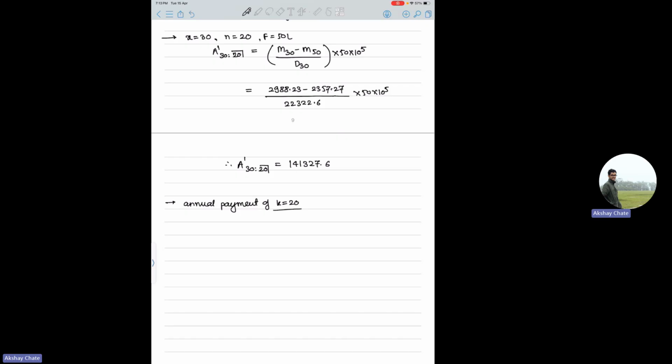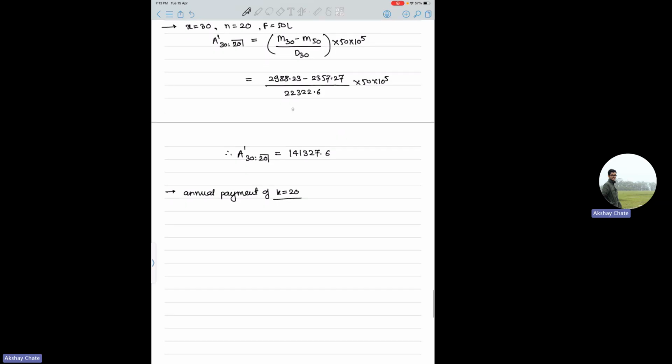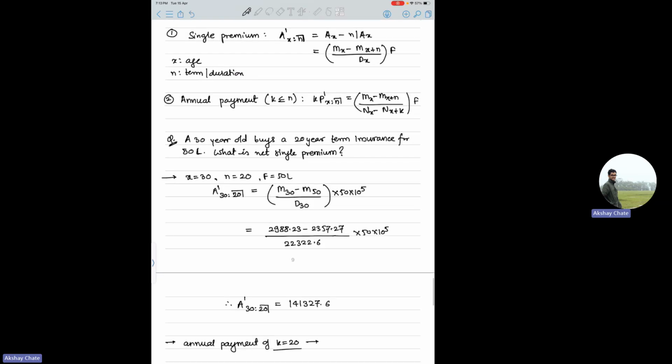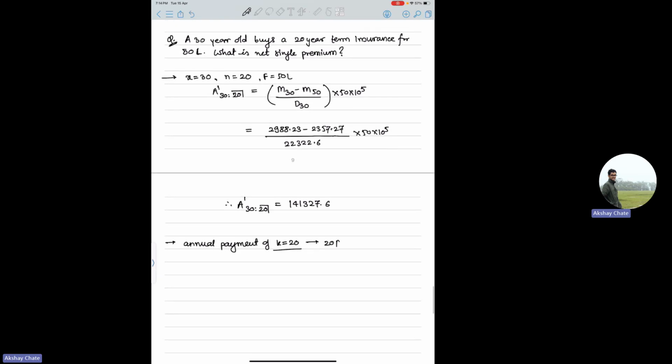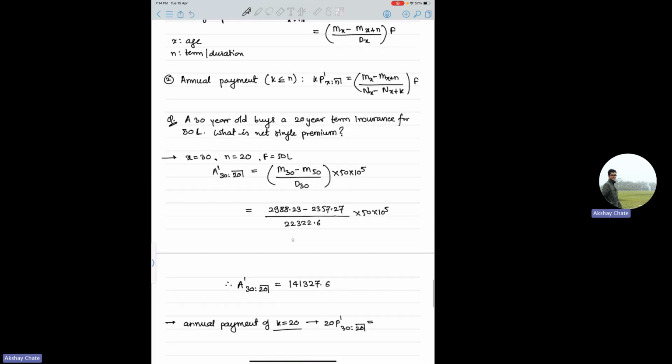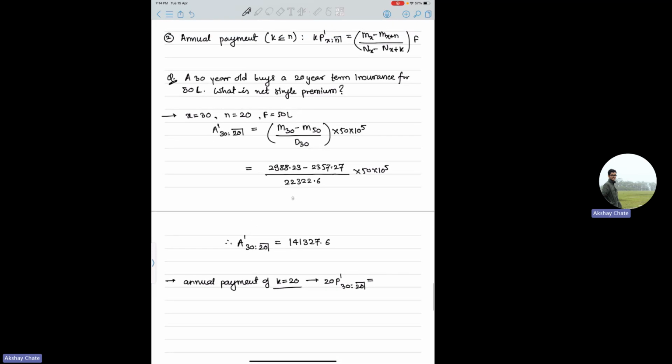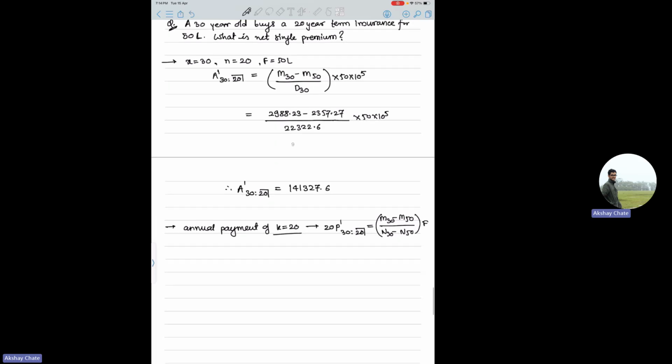So let's say we are doing every year payment for the whole duration of term insurance. In that case, this becomes 20P30:20. This will be Mx minus Mx+n. So that is the first bracket, same as the previous one. M30 minus M50. Denominator changes, it becomes N30 minus N50, into F, because k is also 20 here.